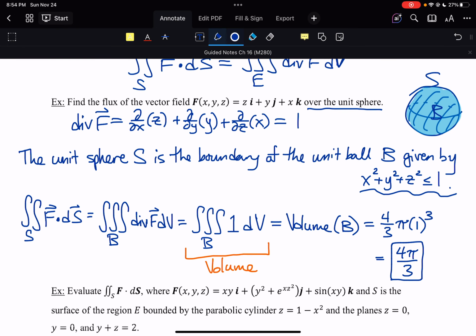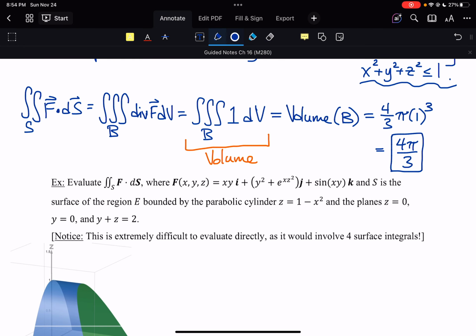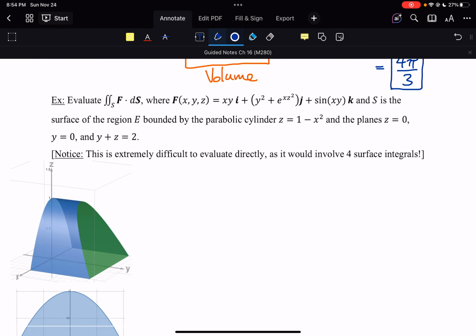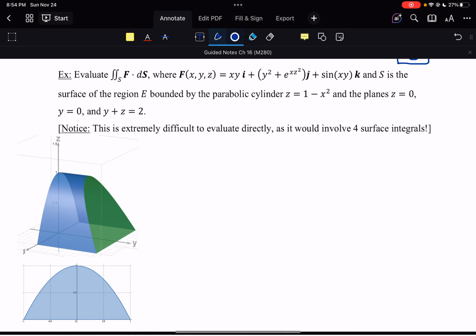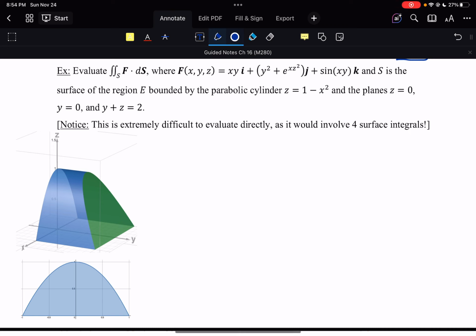Let's look at an example where we actually will be solving a triple integral. So here we have the surface integral over S of the vector field F. Okay, and F is this whole ugly mess. And S is the surface of the region E bounded by the parabolic cylinder z equals 1 minus x squared, and the planes z equals 0, y equals 0, and y plus z equals 2.